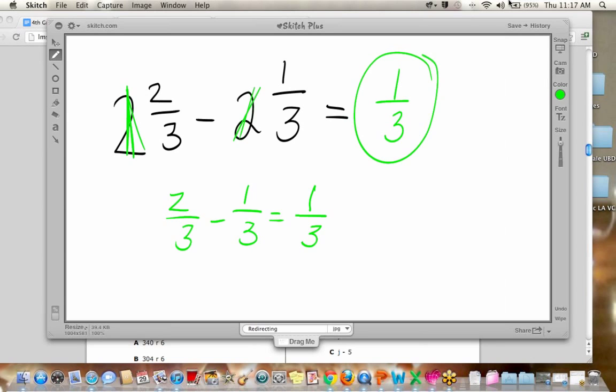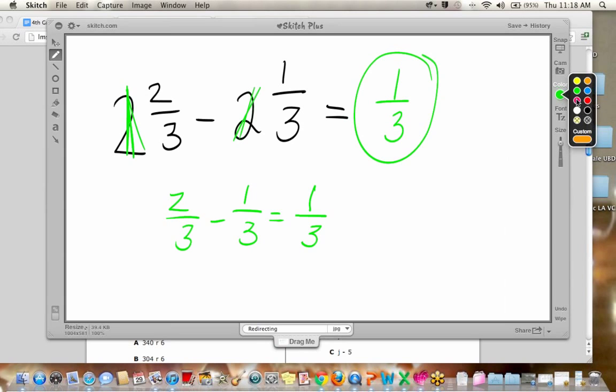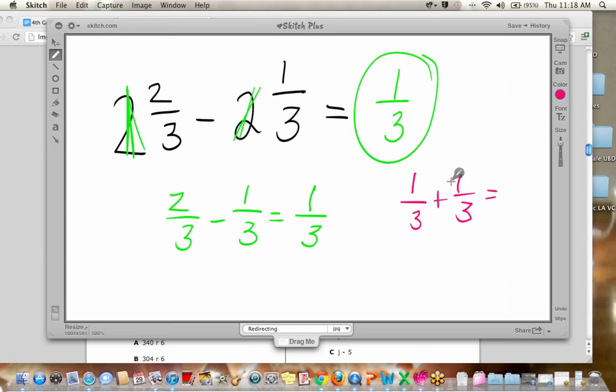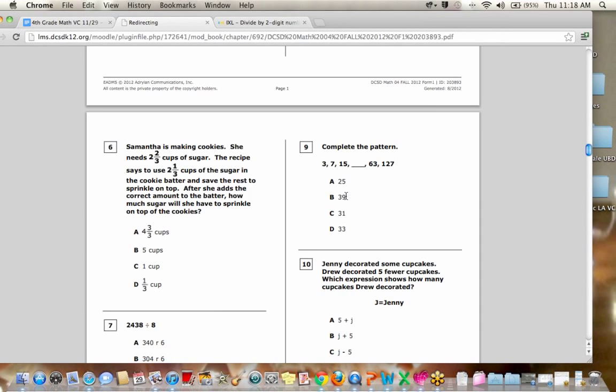Now, if I worked backwards and I wasn't sure, maybe I was like, I don't know if that's correct. I can work backwards and check my work. What if I added 1/3 plus 1/3? Well, I would just add my numerators, and that's 2. Keep my denominator the same, 2/3. So I can tell that my answer was correct. Okay, so we'll go and find, it would have been answer D, 1/3.